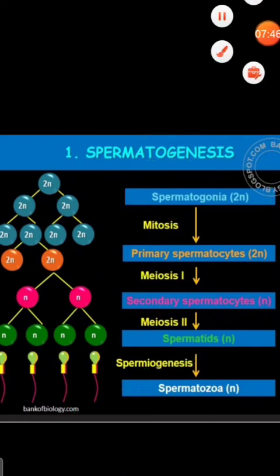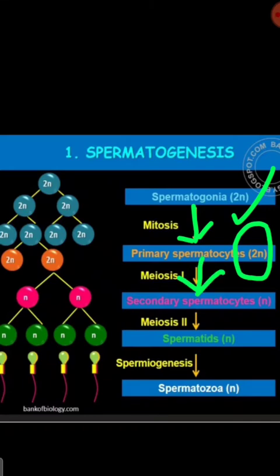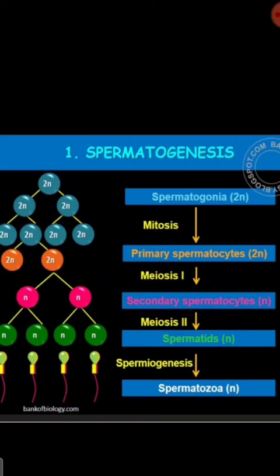So that is the reason when the 2n spermatogonia first undergoes mitosis. As I said, mitosis will not reduce the chromosome number, so 2n primary spermatocytes will form. Then it will undergo meiosis 1 forming n secondary spermatocytes, and then it will undergo meiosis 2 which will form spermatids, and then spermiogenesis will occur to form spermatozoa.